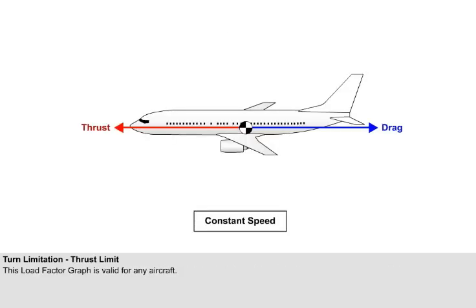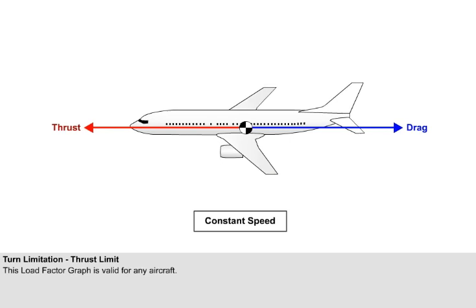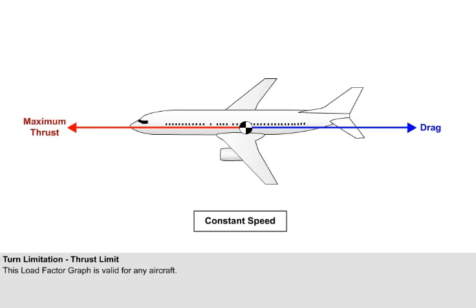The extra lift required during a turn will result in greater induced drag, so to maintain the straight flight speed, more thrust is required. As more bank is applied, more thrust is needed, and eventually maximum thrust will be reached. At this point, it is not possible to increase the bank or decrease radius.